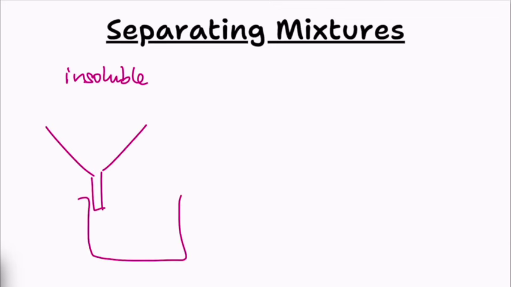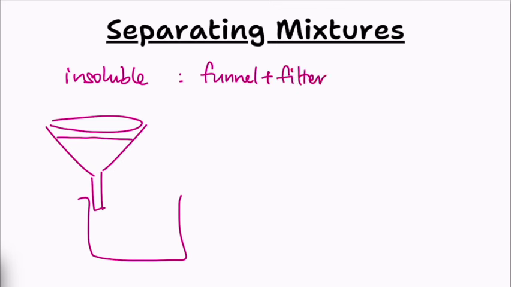You are going to put a beaker at the bottom, and then by using a funnel and the filter paper, you can just run the mixture, and then eventually you will have whatever is insoluble left in the filter paper and funnel. You will have the soluble mixture at the bottom. What if something is soluble?